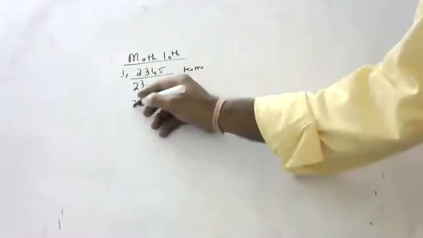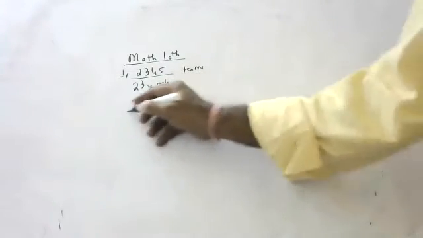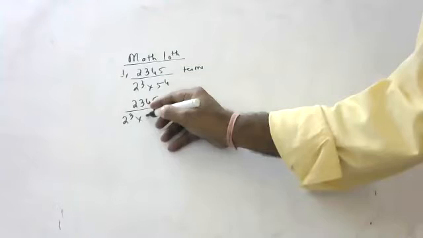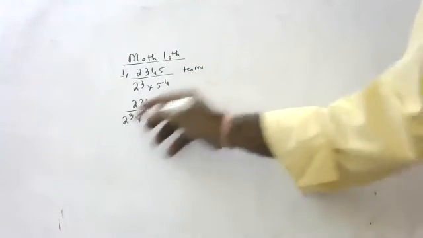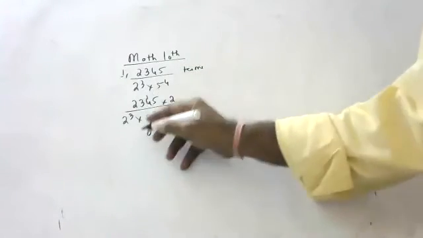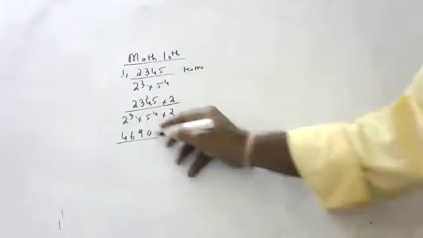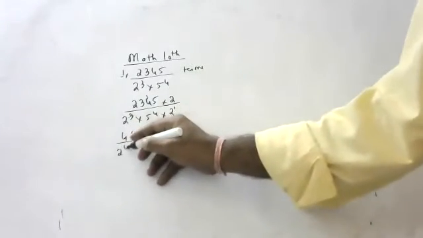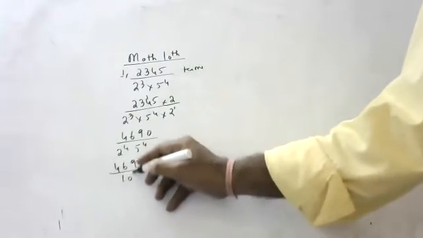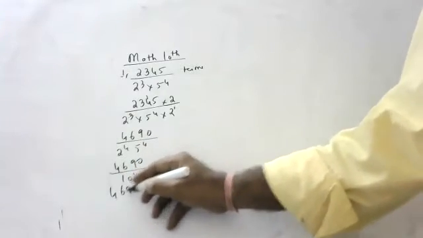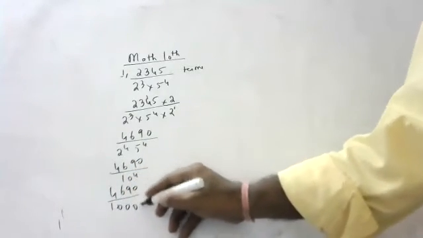Okay. If it is terminating, we will convert it to decimals without division. So we have to multiply numerator and denominator with 2. 2 to the power 3 plus 1 is 2 to the power of 4, and 5 to the power of 4 gives 10 to the power of 4. The numerator becomes 4690 by 10 to the power of 4.